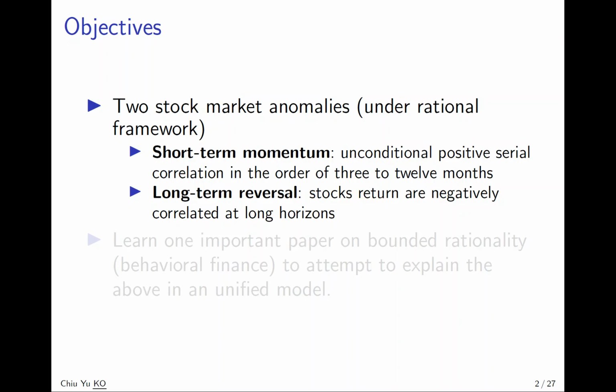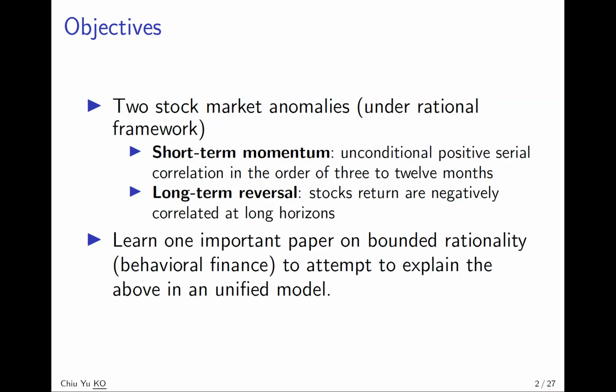In the factor model, we also mentioned that the long run reversal can be explained by the value effect, but the short run momentum is not explained, and therefore the factor model tries to say this is one more factor. But that means that we don't really have an idea to explain why they happen at the same time. So we will try to learn an important paper on bounded rationality to explain two of them. We'll try to explain them jointly.